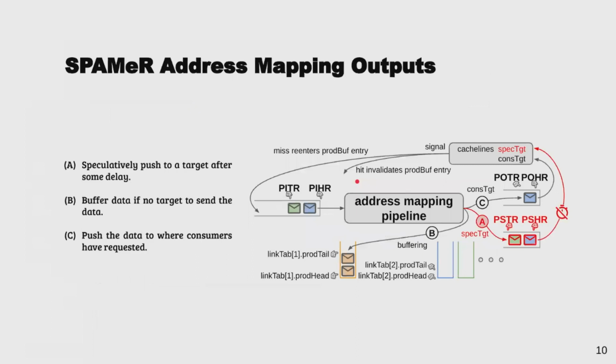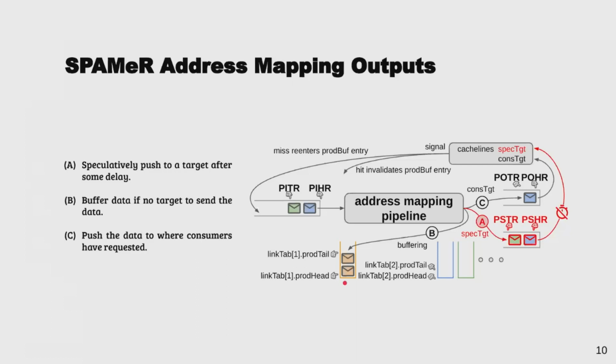Once a speculation target is taken by the address mapping pipeline, the message is logically added into a speculative push queue and will be sent out after some delay. The message could also end up with two other possible results of the address mapping. If a consumer request is found, the message is sent out as soon as possible. Otherwise, if neither a consumer request nor a speculation target is available, then we buffer the message for now.